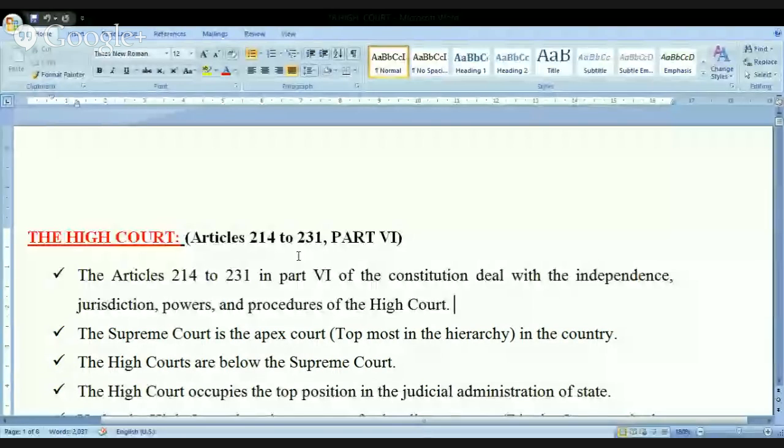Look at this. Articles 214 to 231 of Part 6. Part 6 of the Indian Constitution talks about this. Part 5 talks about the Union Executive, Union Legislature and the Judiciary, that is the Supreme Court. And Part 6 of the Indian Constitution talks about the state executive, state legislature and the judiciary at the state level. So straight away I'm going to the High Court now.